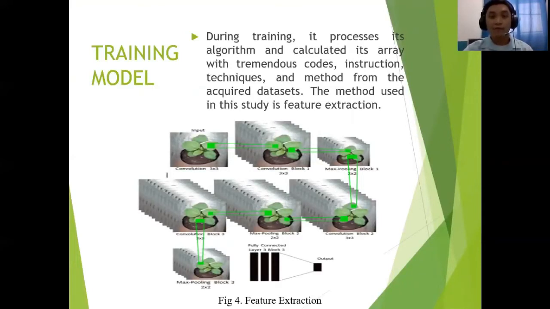During our training, it is a process of the algorithm calculating its arrays with the tremendous codes, instructions, techniques, and methods from the acquired datasets. The method used in this study is the feature instruction. Here you can see in the grid box the segmentation of the images of the feature instruction.